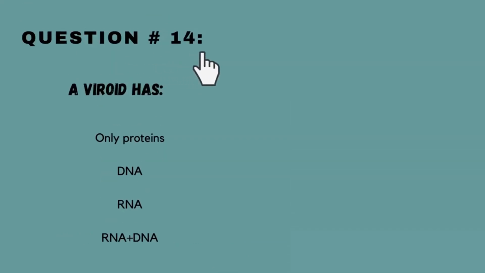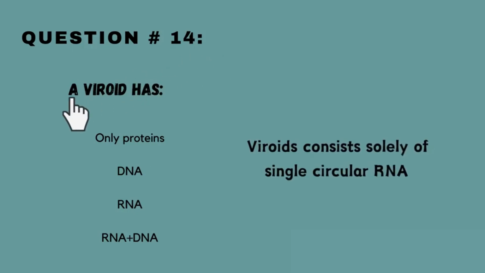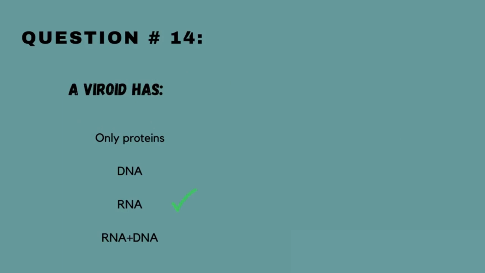Question number 14. A viroid has its simple baseline. Viroids consist solely of single circular RNA, so correct answer is C option, RNA.